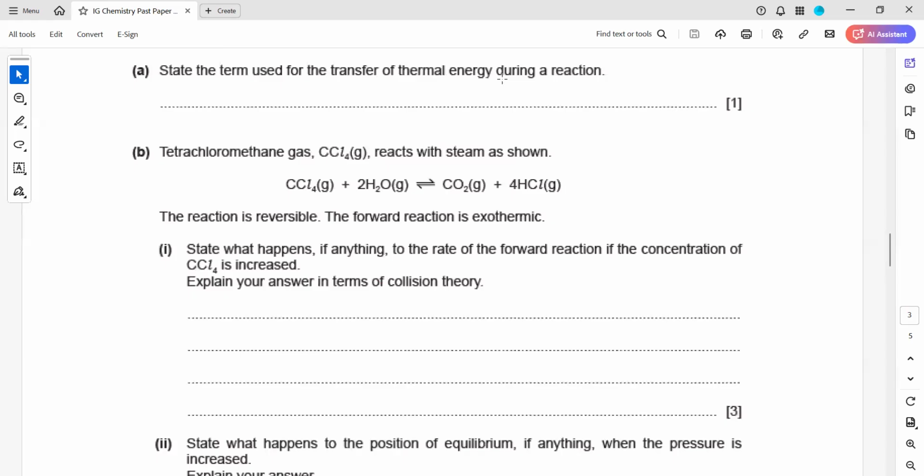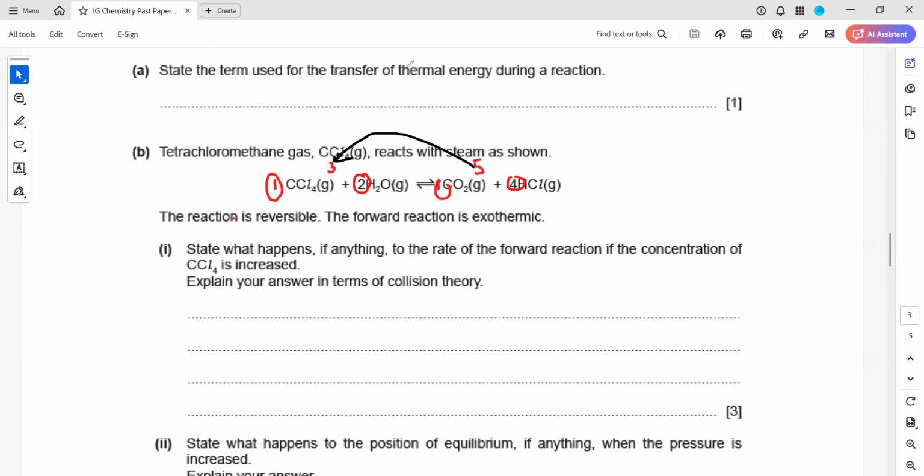Increasing the pressure shifts the equilibrium towards the side of fewer moles. How many moles of gas here? 1 plus 2, total 3. How many moles of gas on the other side? 1 plus 4, makes 5. So if I increase the pressure, the equilibrium shifts towards the side of fewer moles. Which side will it shift? It will shift left.